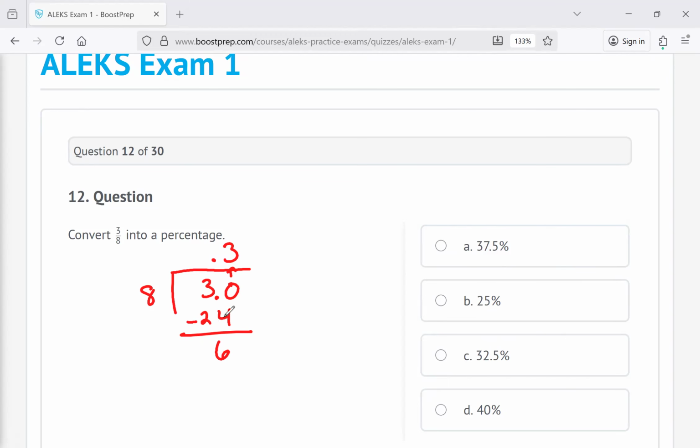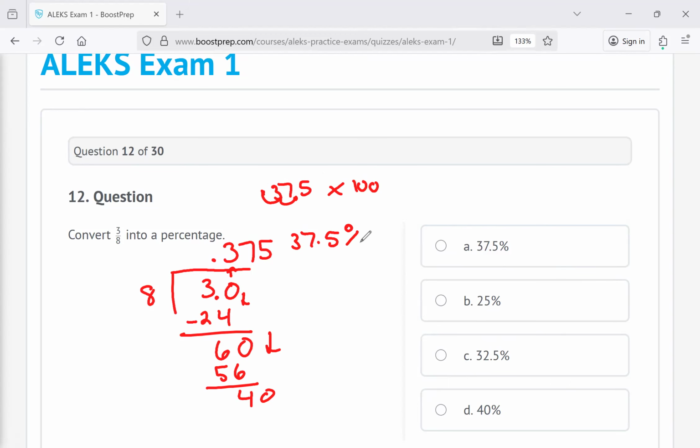6. Bring down the 0. How many times does 8 go into 60? About 8 times? 8 times 8 is 64. How about 7? Because 8 times 7 is 56. What's 60 minus 56? 4. Bring down the 0. How many times does 8 go into 40? Exactly 5. Now they want a percentage, so we have to multiply by 100. That's the same thing as moving the decimal 2 places to the right, so that's going to be 37.5%. So that would be letter A.